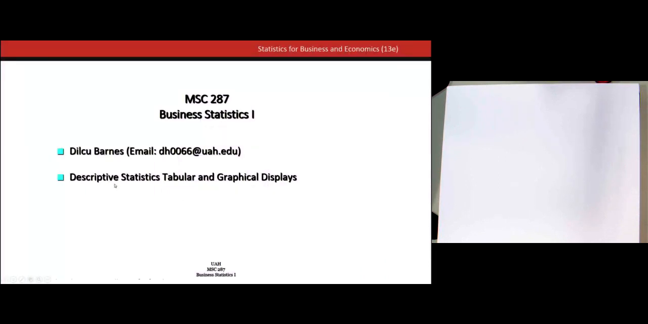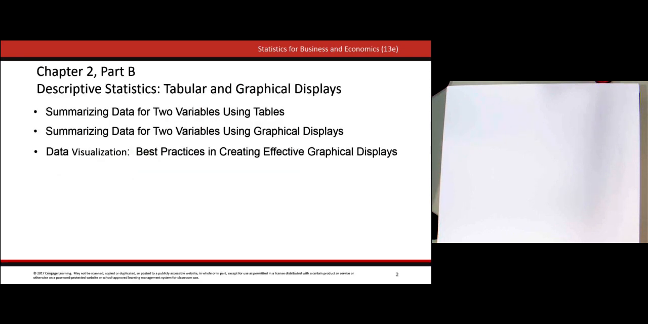Hello, today we will continue to discuss descriptive statistics, tabular and graphical displays, but now we will have two variables at a time. We will discuss summarizing data for two variables using tables, summarizing data for two variables using graphical displays, and we will discuss data visualization.